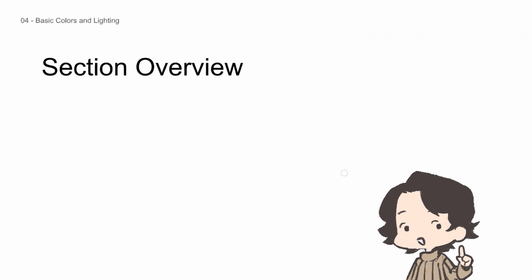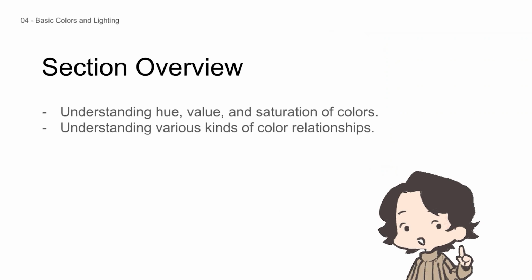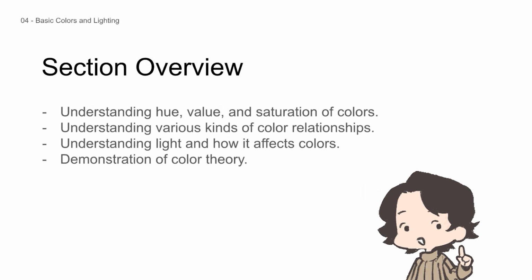Okay, first, we'll be learning about hue, value, and saturation of colors, and then we'll be learning about various kinds of color relationships, and then we'll learn about light, neutral light, warm light, cold light, and how it affects colors, and then we'll finally move on to demonstration of color theory.